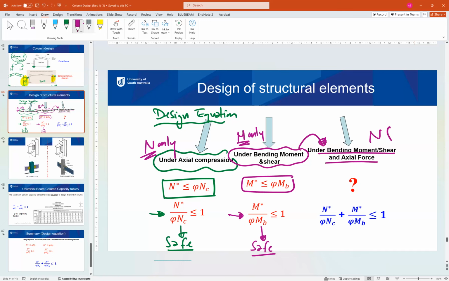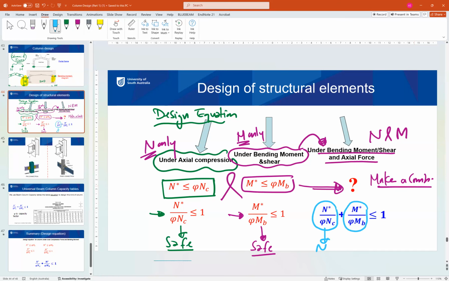If we have N and M, we need to make a combination between the two cases. So this plus this will give us our combination. In this design, we need N* over phi Nc for normal force plus M* over phi Mb for moment, both of them together less than 1. If we satisfy this condition, our column will be safe under N and M. So this is how the design of columns under normal force and bending moment works.